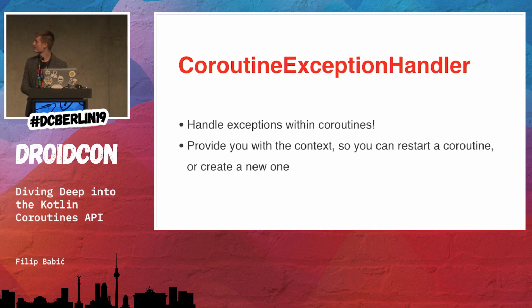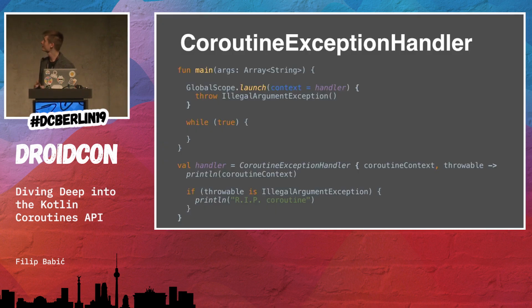Regarding the exception handler, it's pretty much what is used for handling exceptions. Kind of makes sense. You just get the context which you started the coroutine in, and if something crashes, you can use that context to restart a coroutine or maybe start something else. If you want to implement it, for example, let's say we have a launch block here where we use the custom exception handler as the context. In this exception handler, we just check the type of the exception, and if it's an IllegalArgumentException, we just print out something. We can also print out the context we're in.